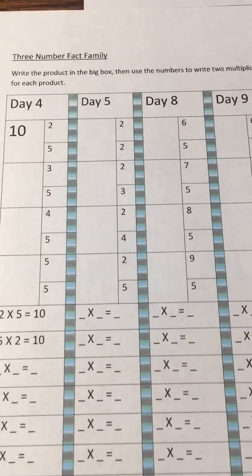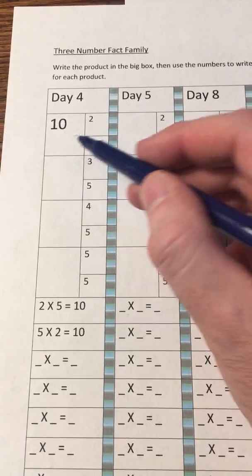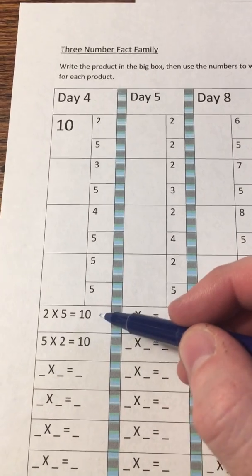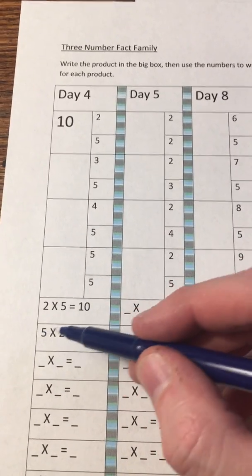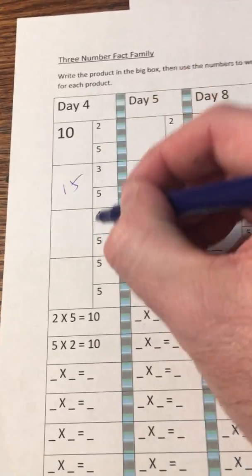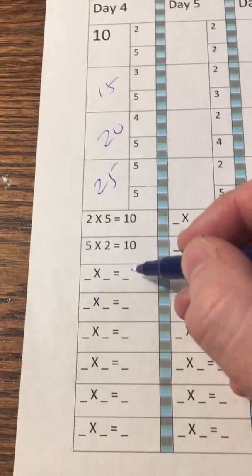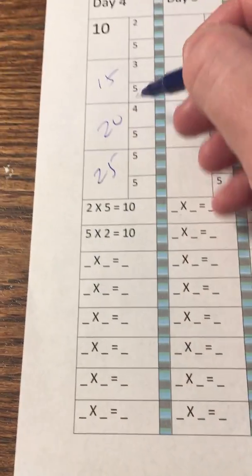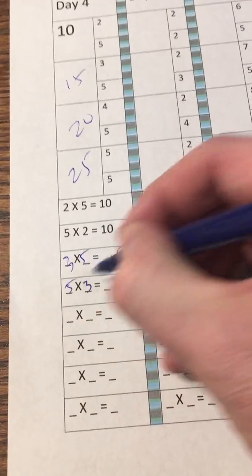All right, fact families. So here I have the example 2 and 5 is 10. And down here, I did the same example: 2 times 5 equals 10 and 5 times 2 equals 10. So you just fill these in. 3 times 5 is 15, 4 times 5 is 20, 5 times 5 is 25, and then you write right here, you take the 3 times 5 is 15, and then 5 times 3 equals 15.